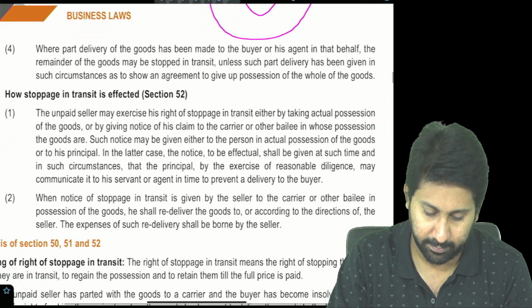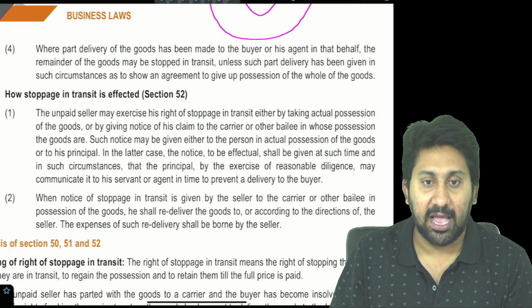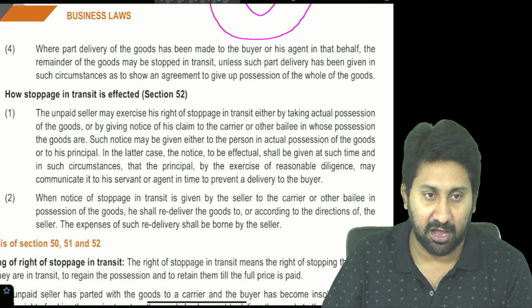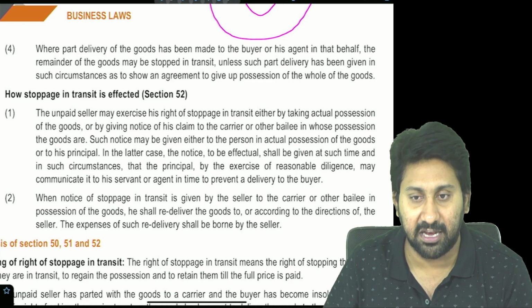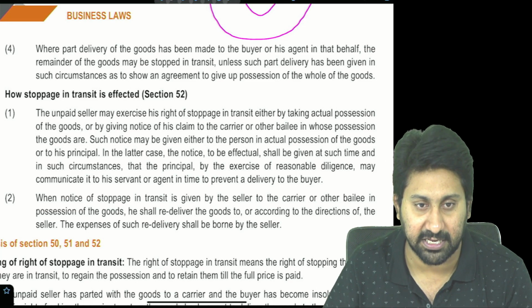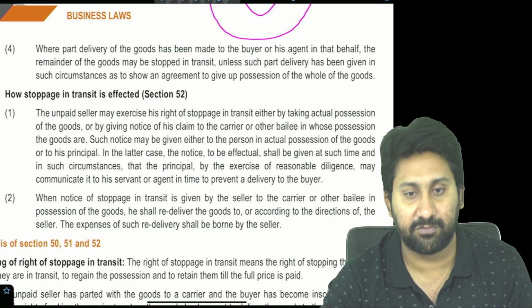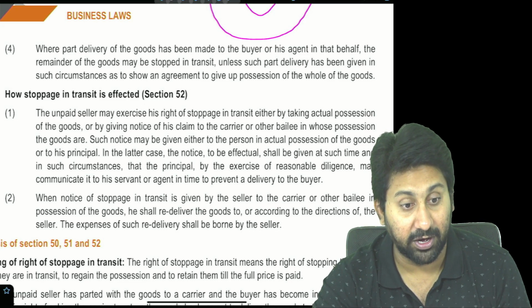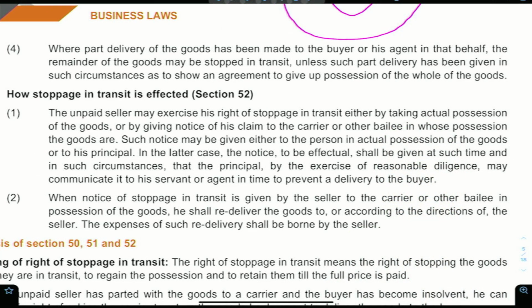Fourth, where part delivery of the goods has been made to the buyer or his agent in that behalf, the remainder of the goods may be stopped in transit unless such part delivery has been given in such circumstances as to show an agreement to give up the possession of the whole of the goods. Sir, what is this? I will give time. You read this statement properly.